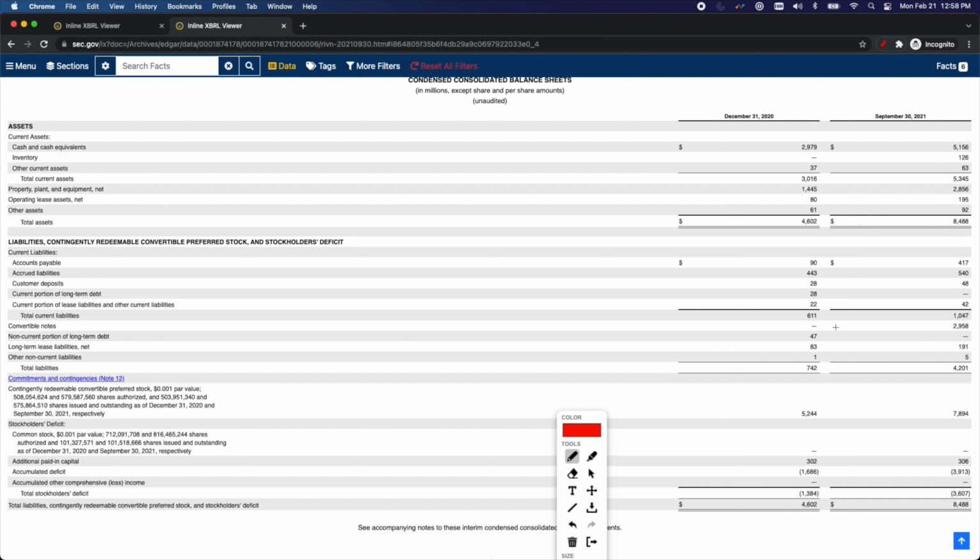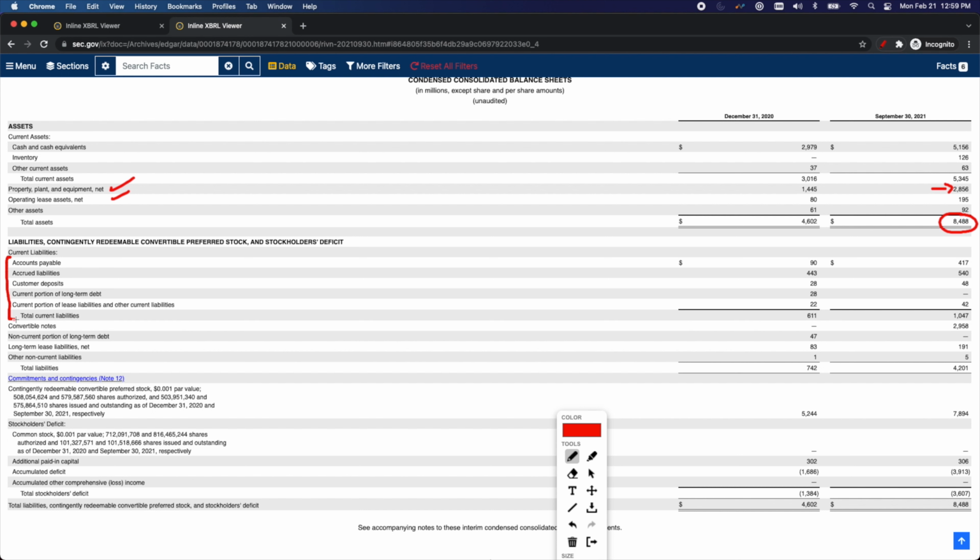Similarly to Tesla, these guys manufacture vehicles, so they have some property, plant, and equipment, and then operating lease assets. A good chunk of their assets goes to property, plant, and equipment, because they need to manufacture and build these vehicles, store them, and distribute them, so they need that infrastructure. So a good chunk of their total assets is in PPE. With that, we have a total of $8.488 billion worth of assets.